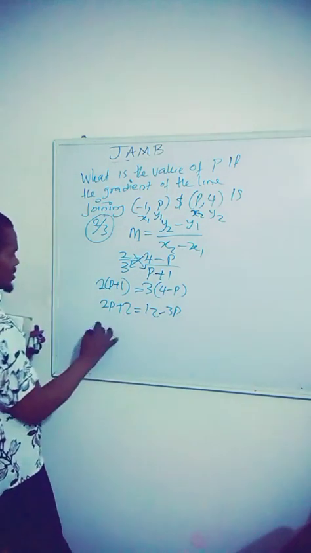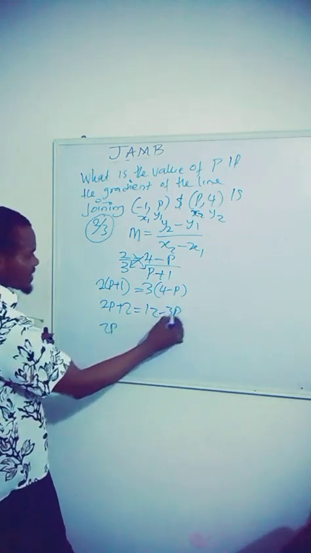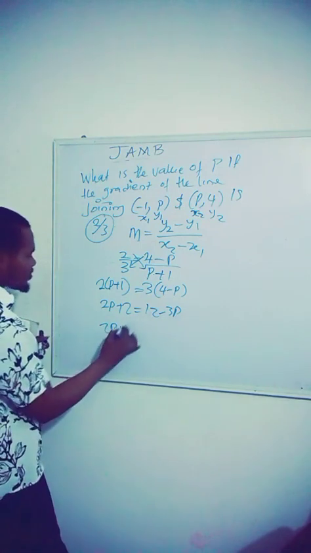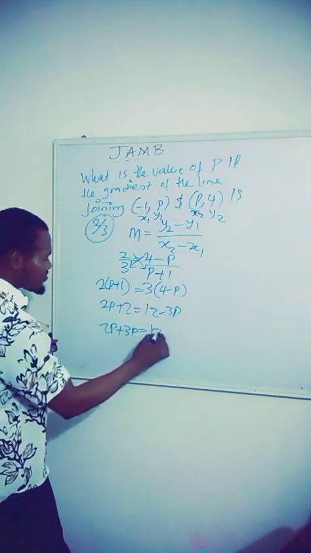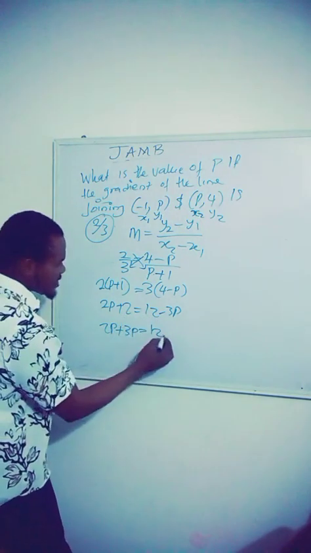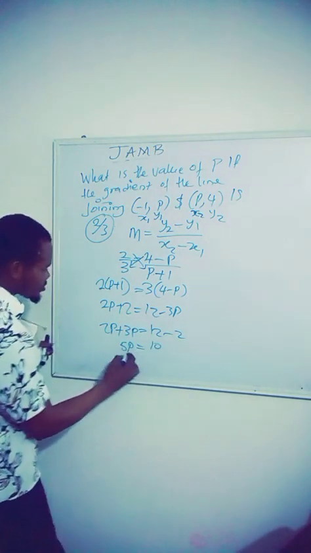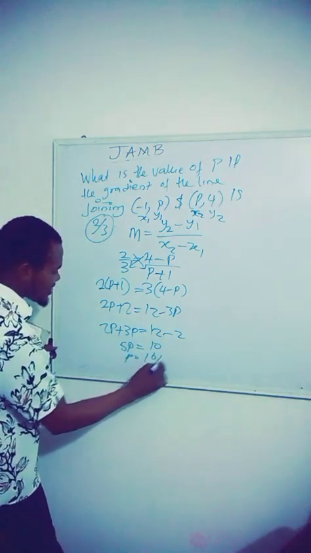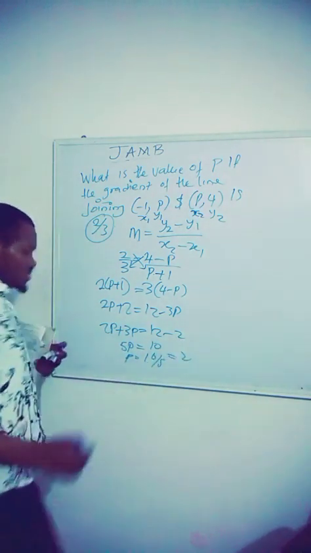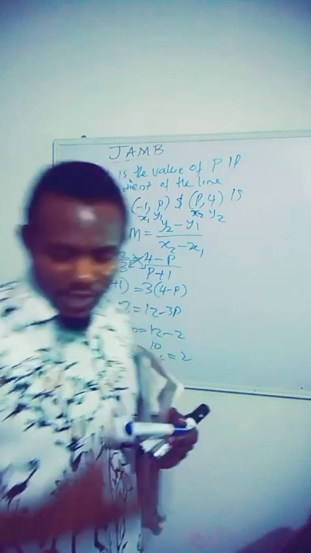So we are collecting terms. 2p, when minus 3p comes to this side, it becomes plus 3p. So 12, when plus 2 comes to this side, it becomes minus 2. So you have 5p equals 10. So p equals 10 divided by 5, which is 2. So that is how we roll. I hope you got it now.